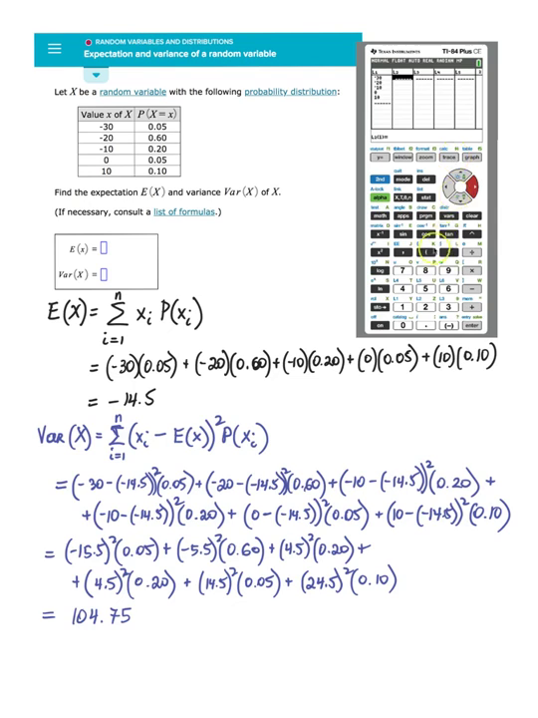Then we're going to enter their corresponding probabilities in the same order. 5/100, 60/100, or 6/10, same thing, 20/100, 5/100, and 10/100. Now we will go to stats and use the one variable statistics feature on list 1, and frequency will be list 2. We compute and we get mean of -14.5, which we manually got as well.